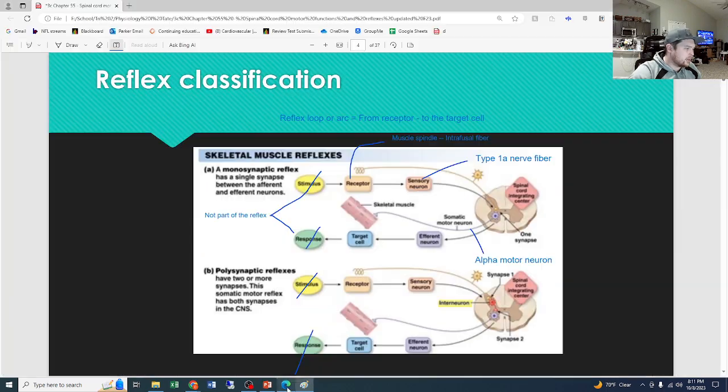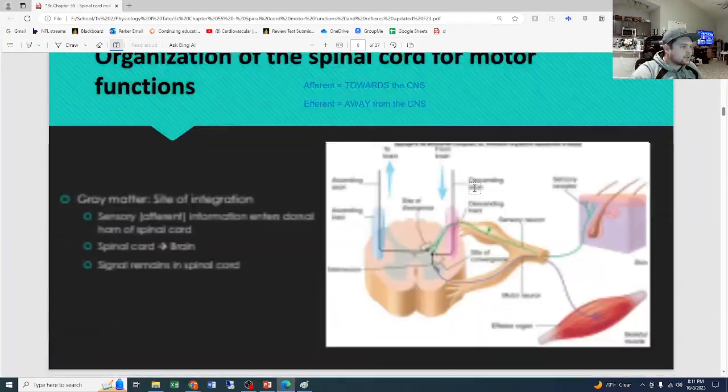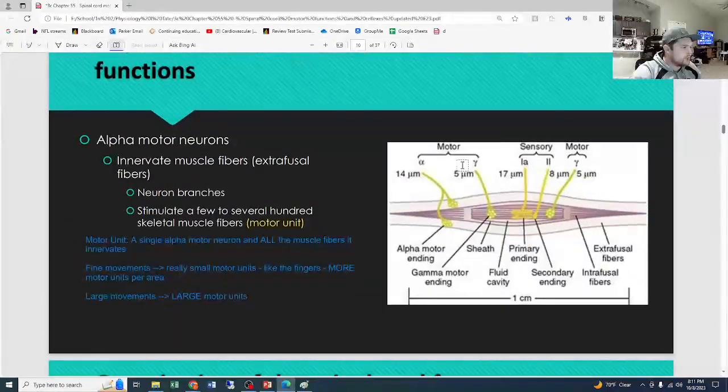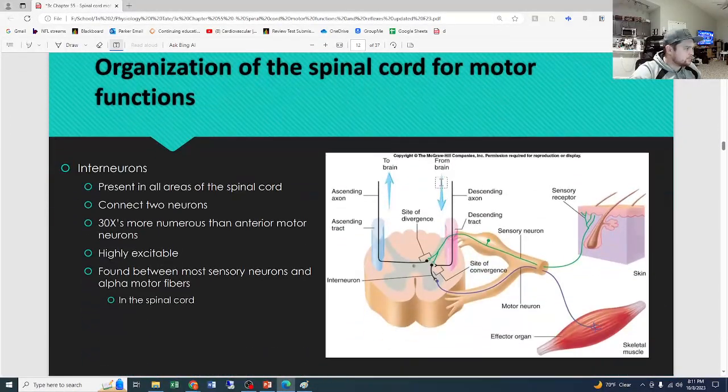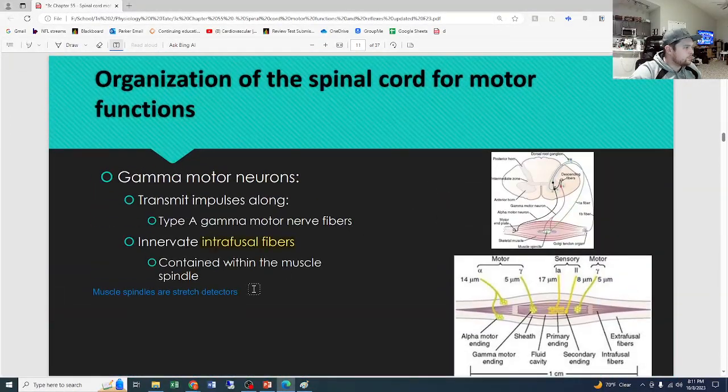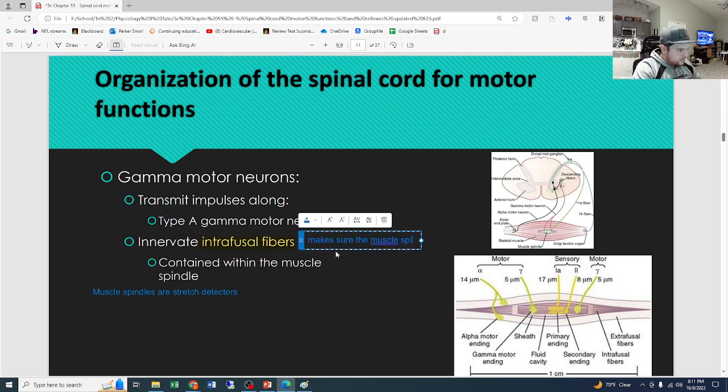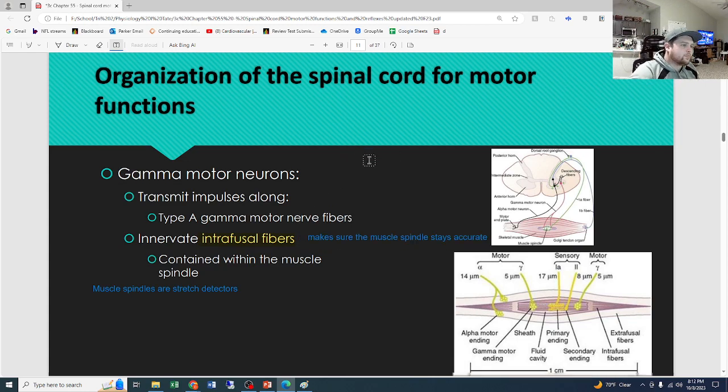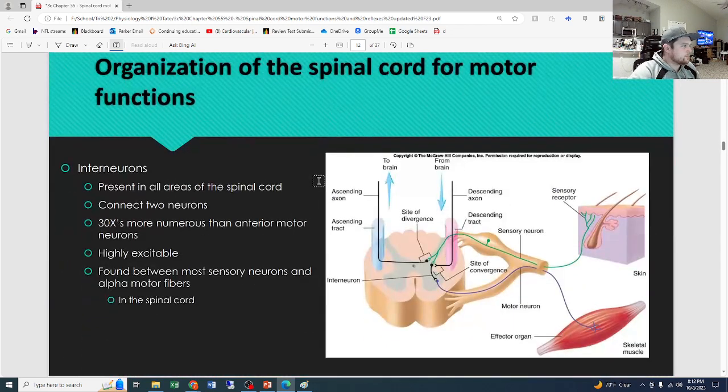Let's go back to the PowerPoint and kind of see where we're at with all of this. I'm sure I got ahead of us quite a bit. Okay, we talked about the intrafusal fibers, kind of their function. They're to make sure that the muscle spindle stays accurate and matches the muscle tissue around them.